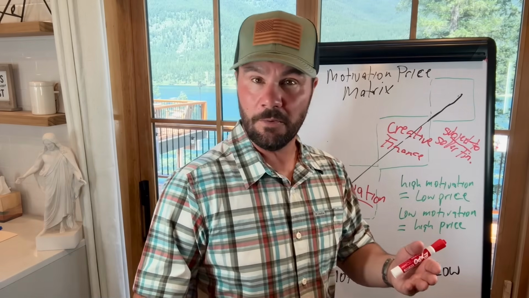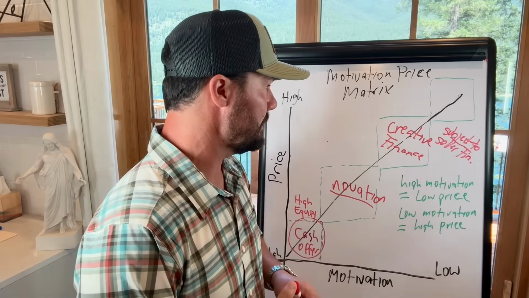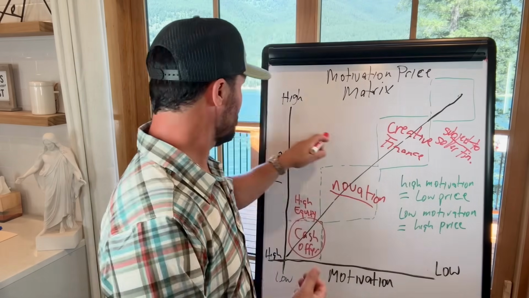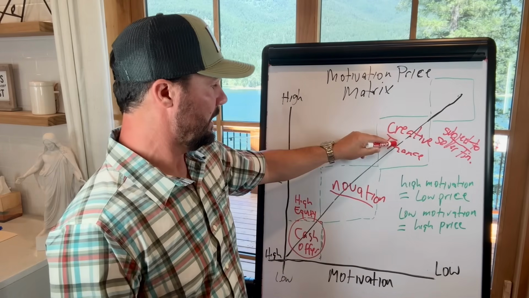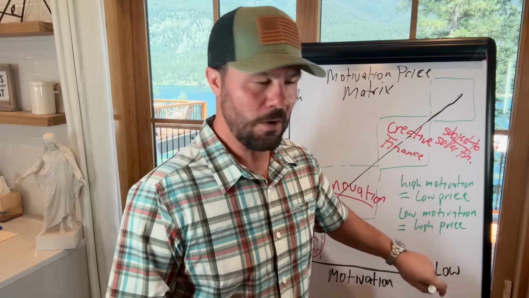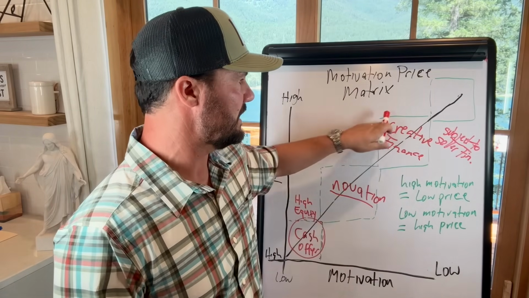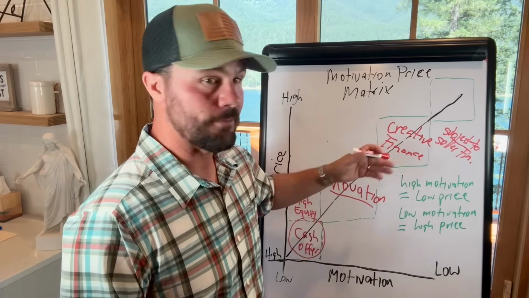We can still wholesale those. We wholesale quite a bit of creative finance, but we typically can pay a lot more. And why are we paying more? Why are we paying a higher price? Because the motivation's not there. They're not willing to sell it on a Novation, or they're not willing to take a low cash offer. So then this is the type of seller that we would offer creative finance.